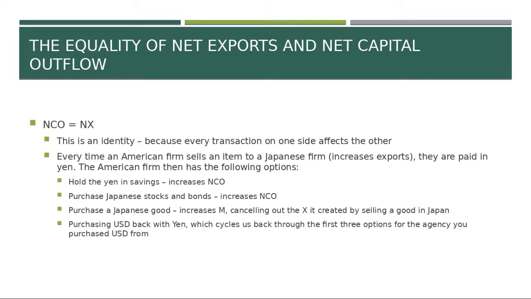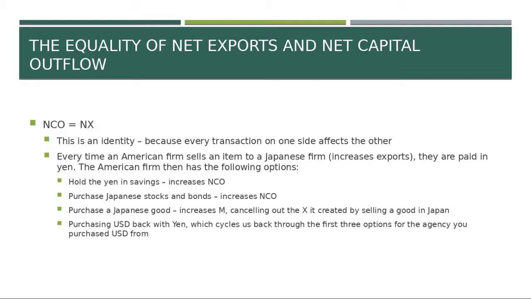Every time an American firm sells an item to a Japanese firm, that increases exports, and they're paid in yen. The American firm then has the following options. They can hold the yen in savings, which amounts to Americans purchasing yen and increasing net capital outflow. They can purchase Japanese stocks and bonds, which again amounts to an increase in net capital outflow.